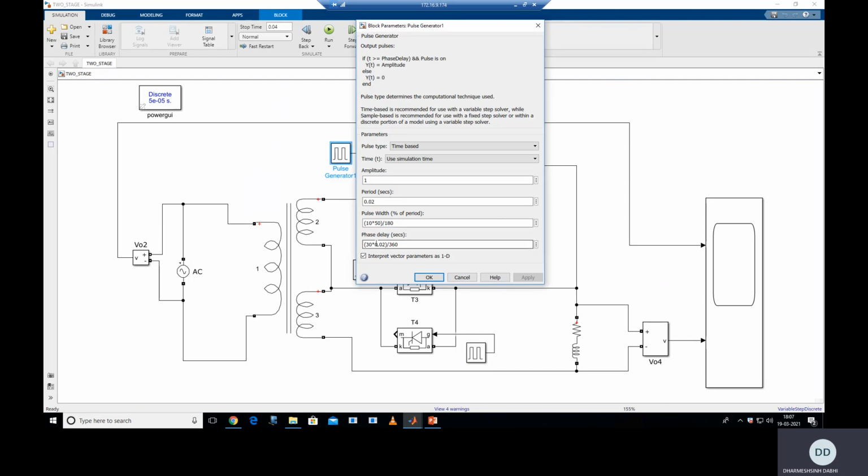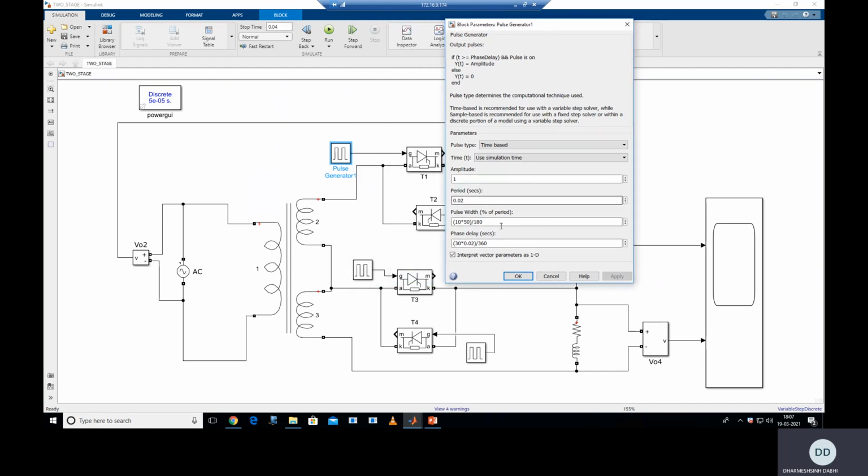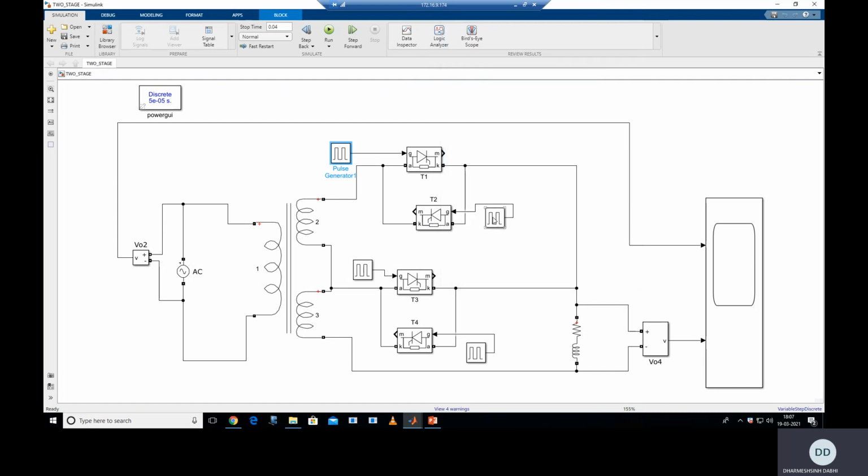Here I take the alpha 30 degree. So amplitude, period, pulse width remain as they are, just change the value of phase delay. It means firing angle delay alpha. So here I take the firing angle delay 30 degree. Clear? That is for T1. Same way for the thyristor T2.